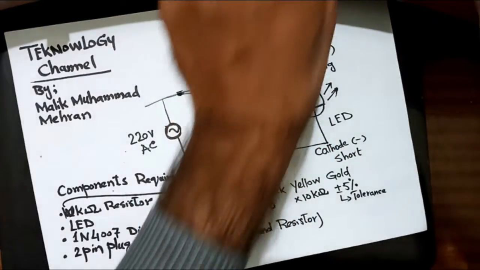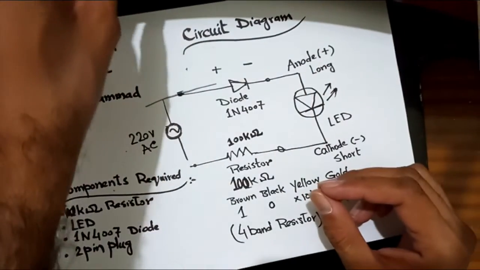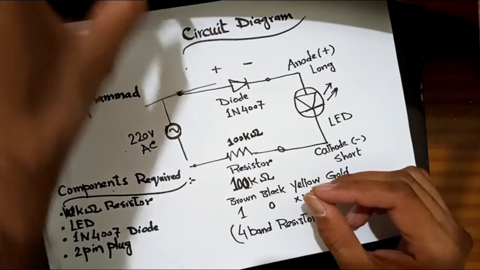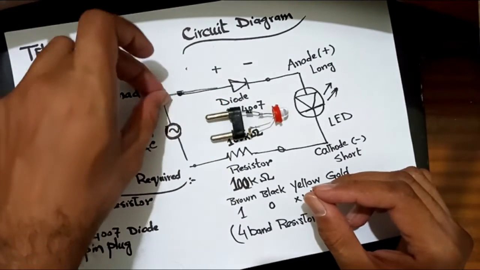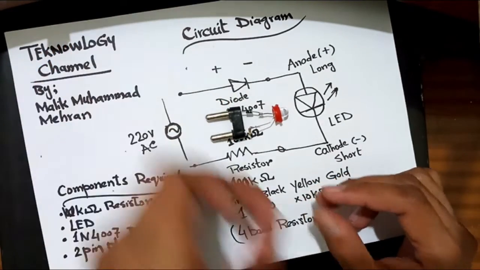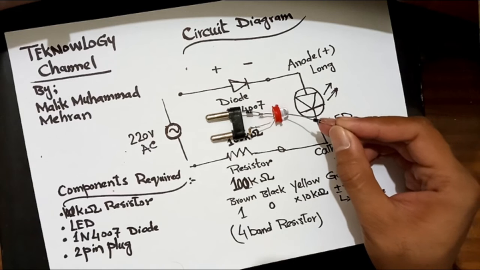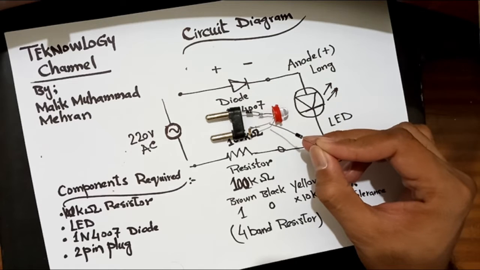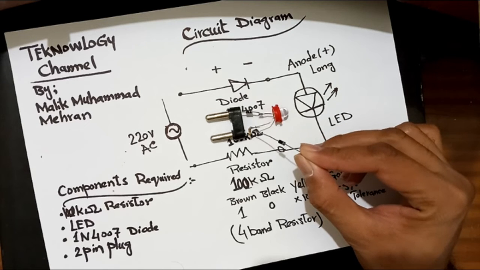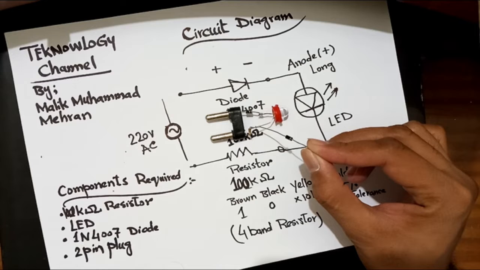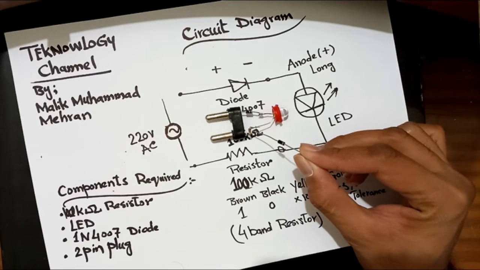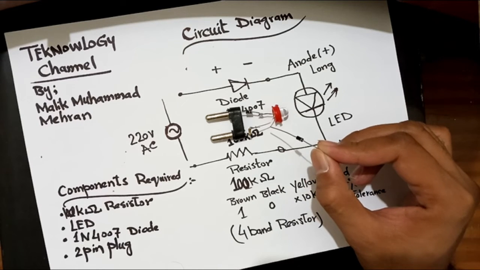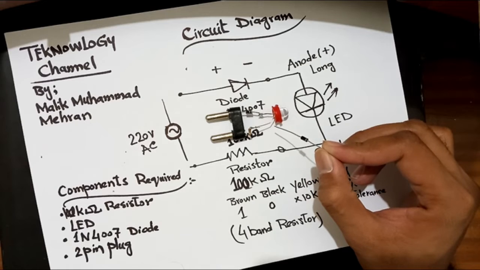So we have an already prepared circuit I want to show you. This is the LED, this is the diode connected with it, and with the other arm a resistor of 100 kilo ohm is connected. So now we will go for the testing phase.